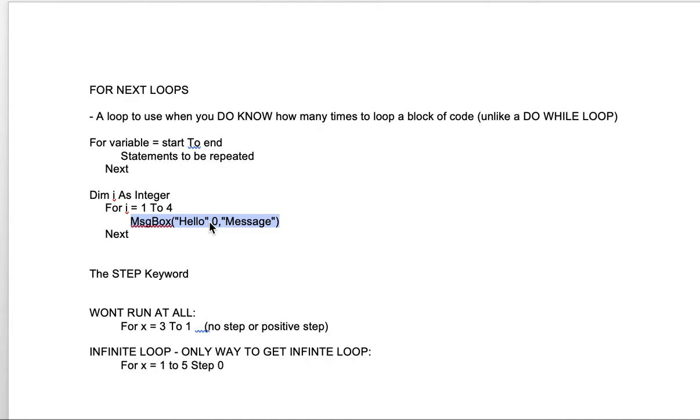The message box will show. The person clicks OK. I increases to 3. Message box shows. I increases to 4. Message box shows one more time saying hello. Person clicks OK. And then it's done. So this loop ran 4 times. It ran 1 to 4 times. And then the program continues down here under the Next keyword. So there's an example there.